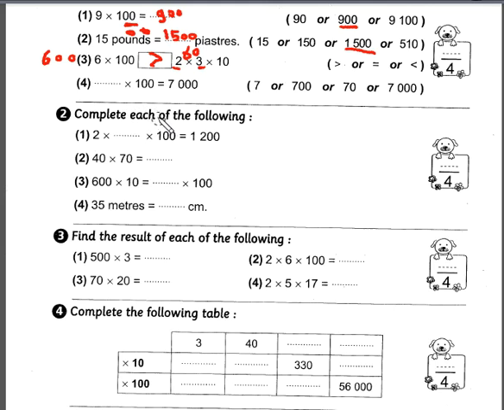Number 4, he said space times 100 equals 7,000. Be careful. Here we have 3 zeros and here 2 zeros. So we'll cancel 2 zeros together. Here the remainder equals 70. So here we write 70 in the space. So we'll choose 70. And here the sign before is more than.